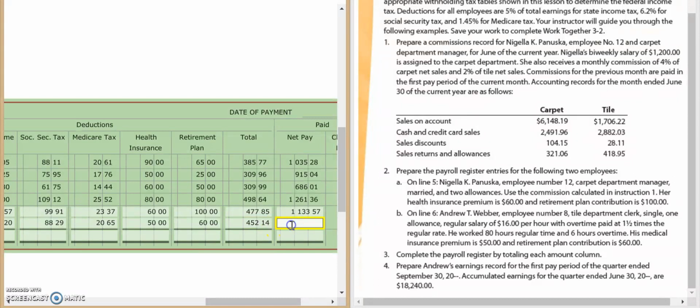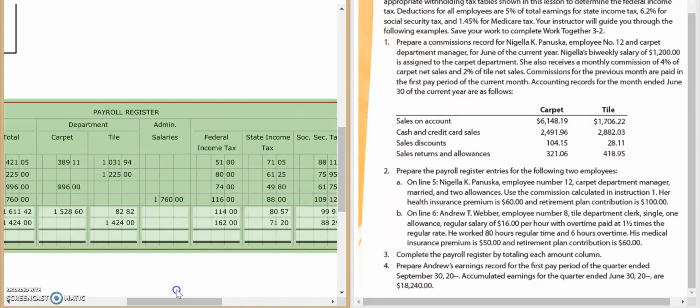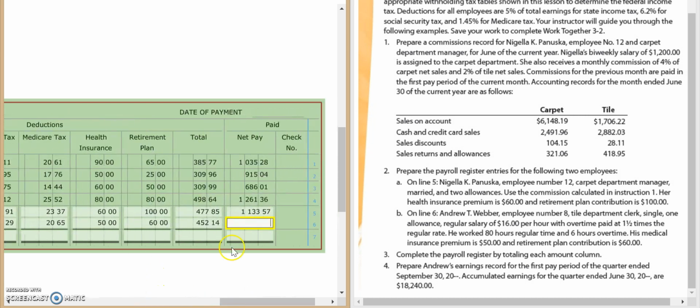$452.14. Which means that for his net pay, we would take his total earnings, which is $1,424, and subtract out his total deductions, and we get a total net pay for him of $971.86.